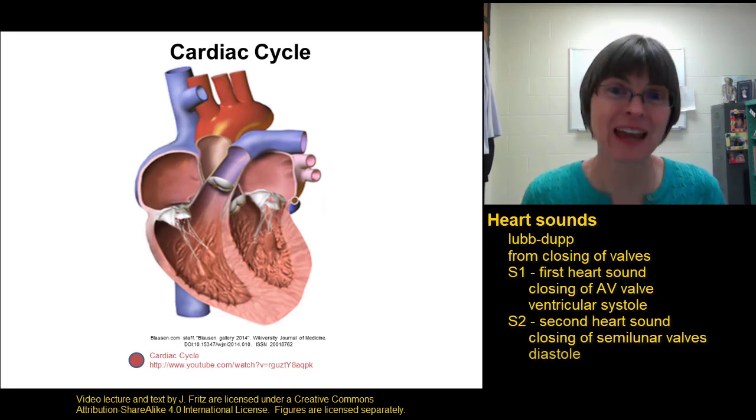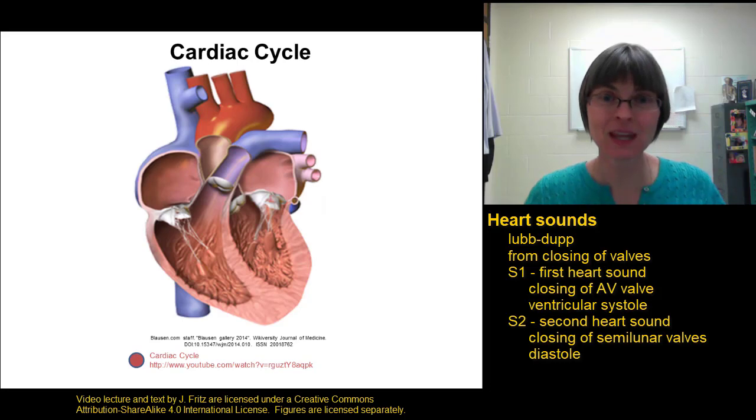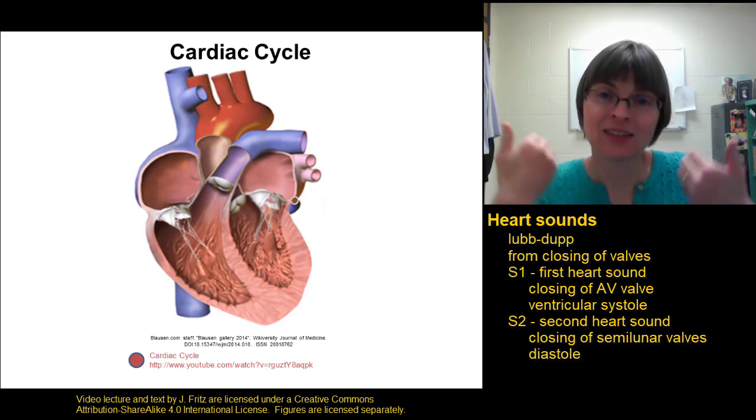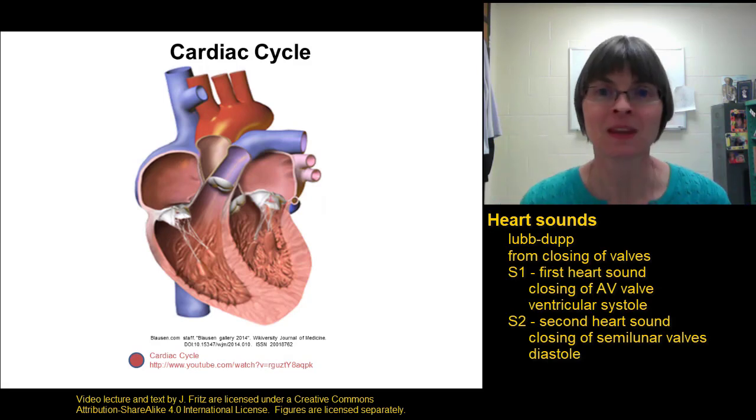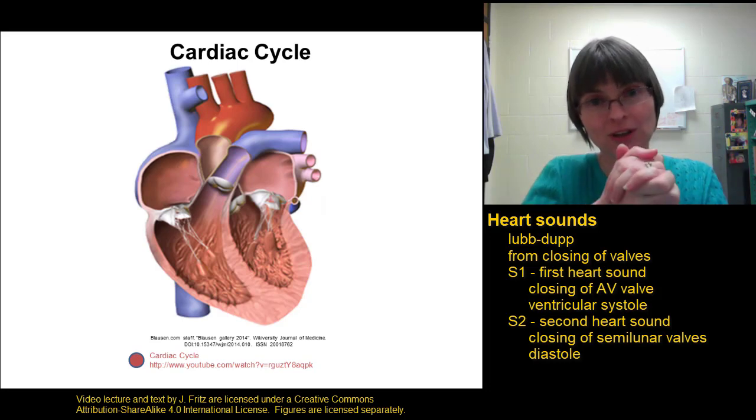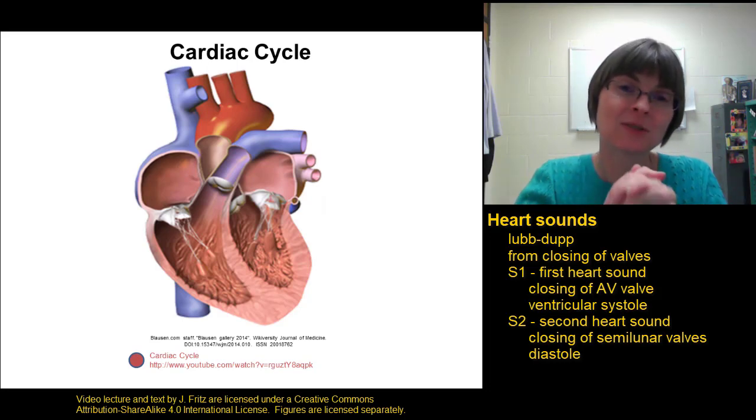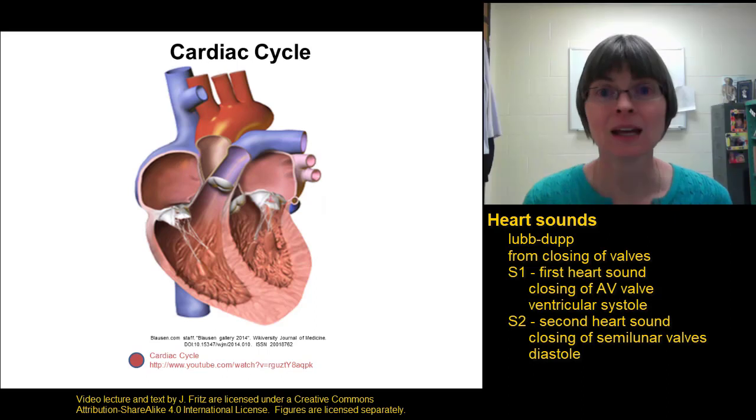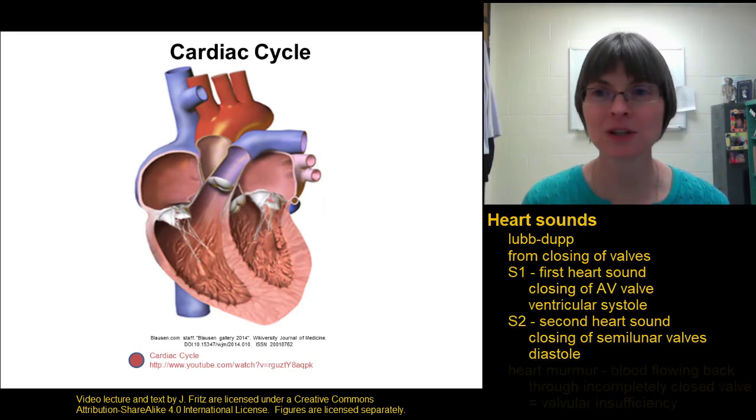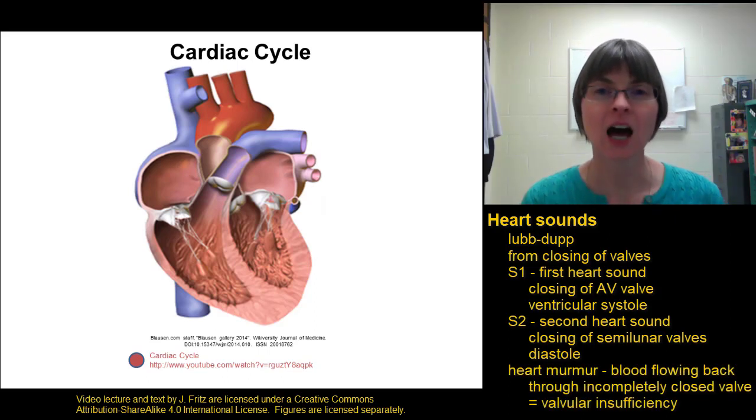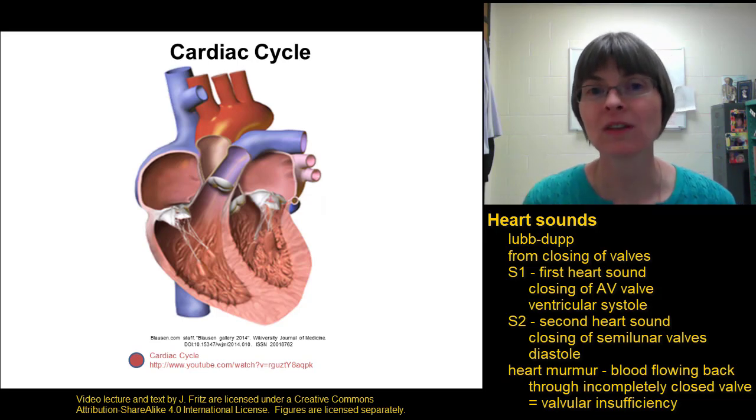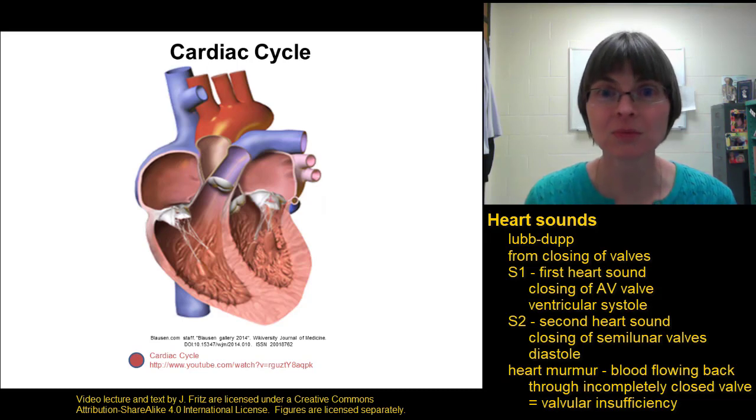That marks the beginning of diastole. As the heart goes into diastole, then the ventricles relax, and that allows the semilunar valves to come down and close. So the first heart sound tells us when we have ventricular systole, and the second heart sound tells us when we've got diastole. Sometimes when you're listening to the heart sounds, you can hear a murmur. A heart murmur is caused when the valves don't close completely. Whenever a valve fails to close completely, we call that valvular insufficiency.